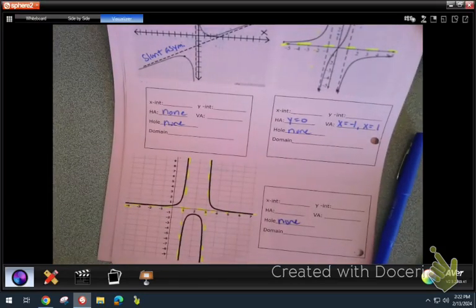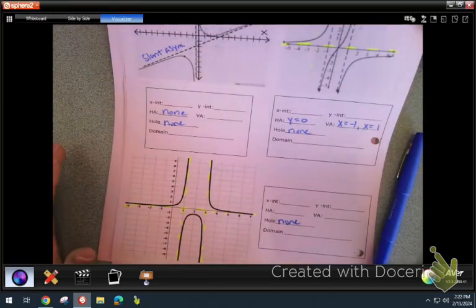So fill out this information, and when you're done with the notes, you can come get your practice packet. There's not a lot of problems for today. I think there's 1 transformation graph and then 4 graphs to identify stuff from. So you should be able to get that done.